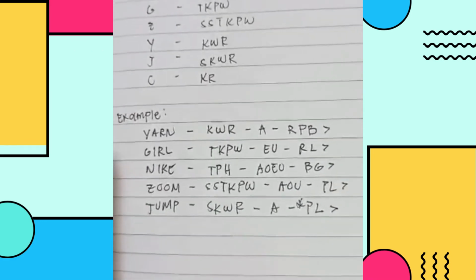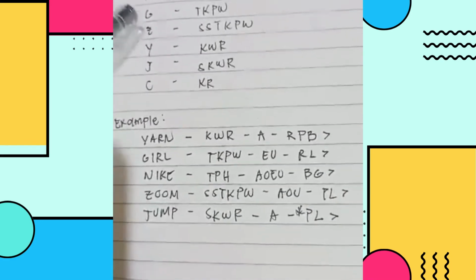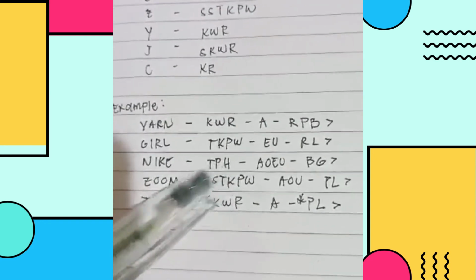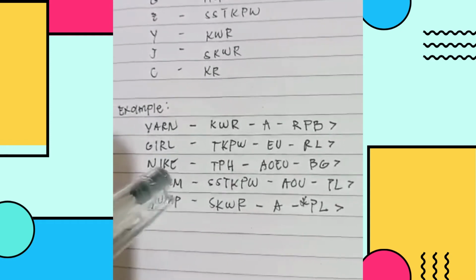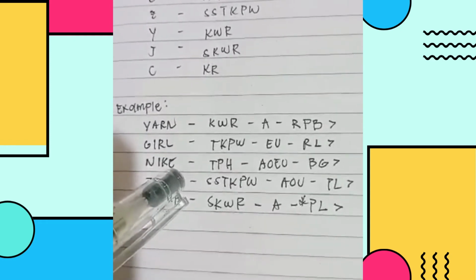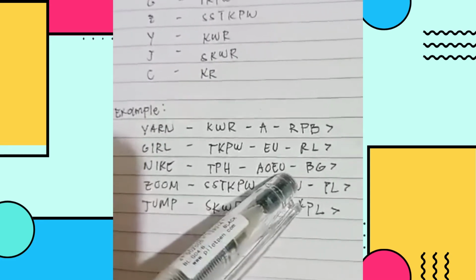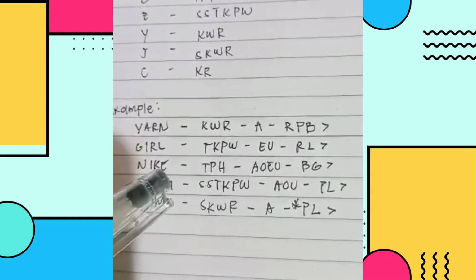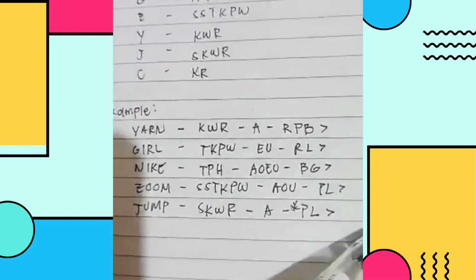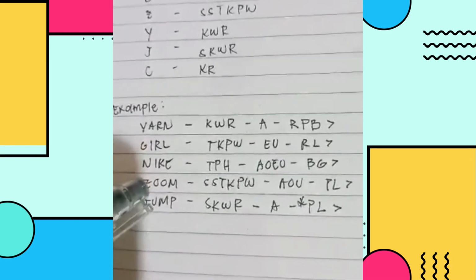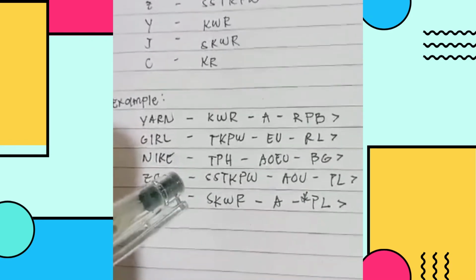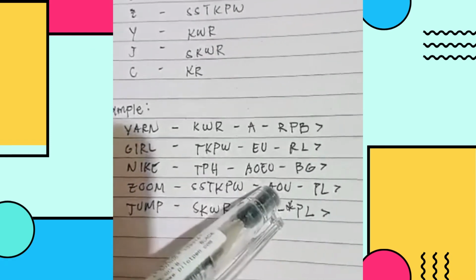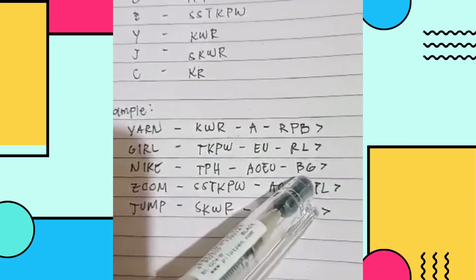Next example is the word night. The code of letter N is TPH. Then you write the TPH. Next is the vowel I. I is a long I, and the code of long I is AOEU. Then you write the AOEU. Then the K, the code of K is BG. This is how to read in machine shorthand the word night. Initial letter TPH, vowel letter AOEU, and the ending letter BG.